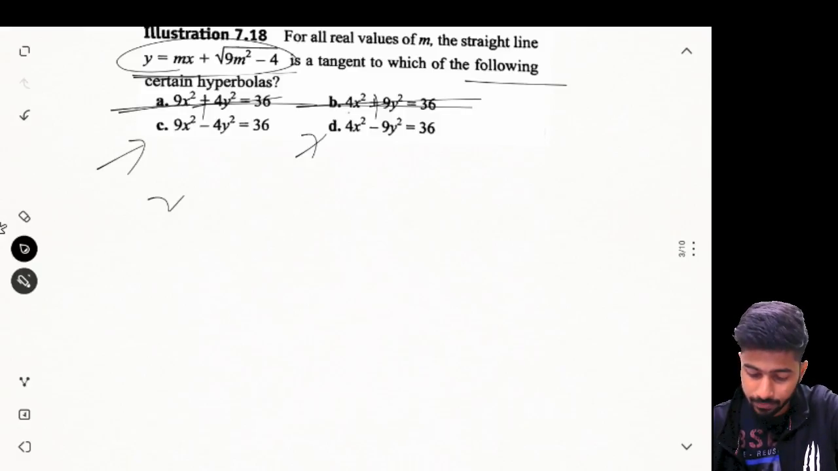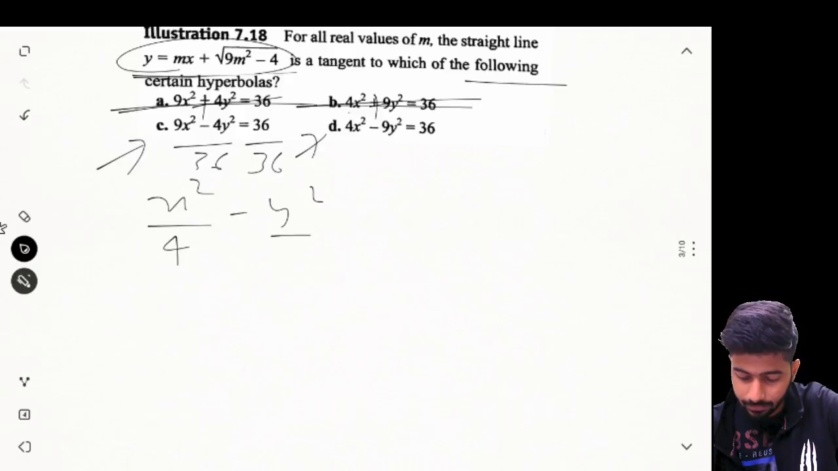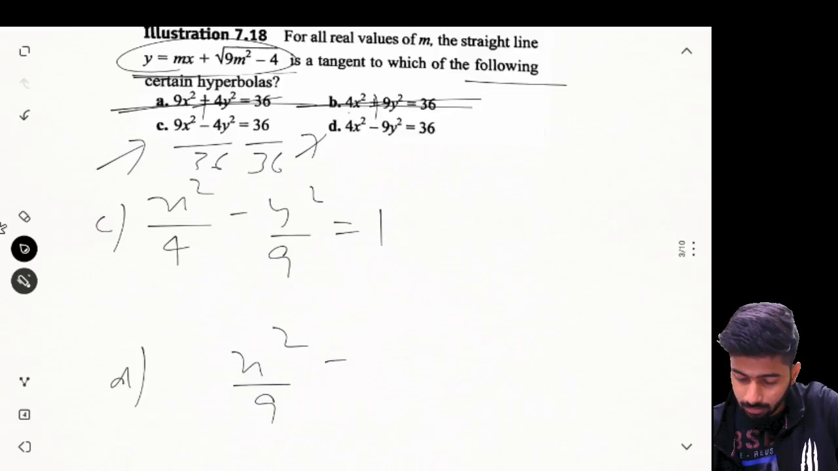So if I divide both sides by 36, I have to reduce it to the x square by a square minus y square by b square equal to 1 form. So x square by 4 minus y square by 9 is equal to 1. This is your C part, and your D part is x square by 9 minus y square by 4 is equal to 1.